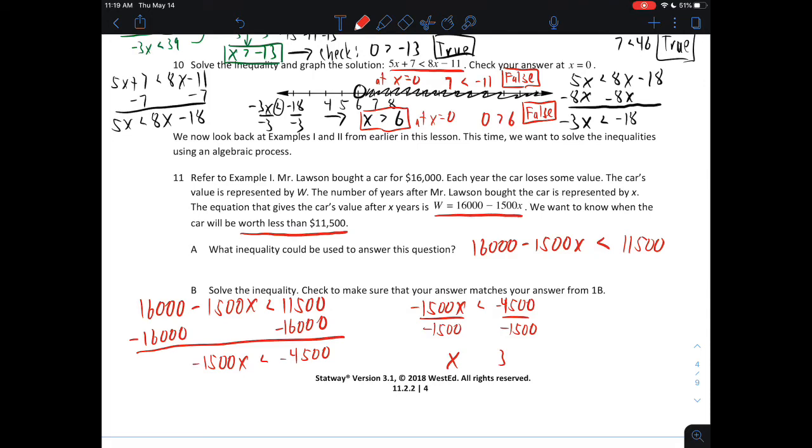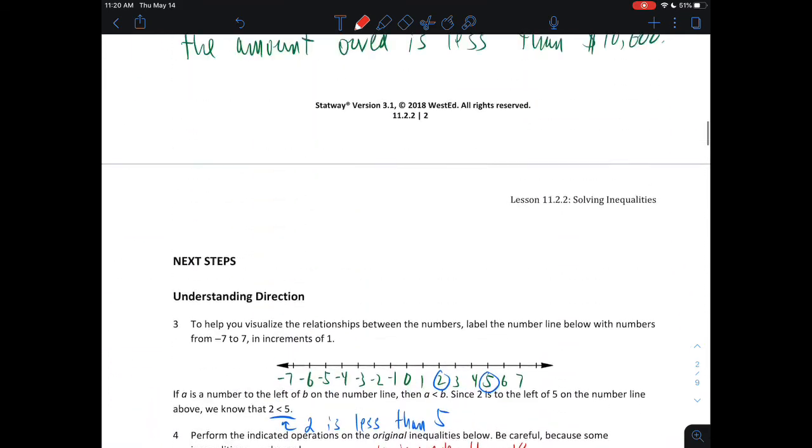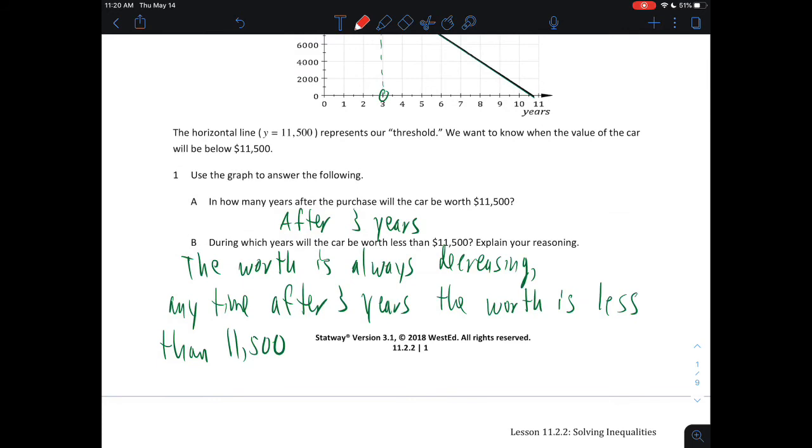And remember, if I divide by a negative, I have to switch the inequality symbol. I have to reverse it. And notice that this says X must be greater than 3. X is greater than 3, which means if X is the number of years, the number of years have to be more than 3. So when will the car be worth less than 11,500? When the number of years is more than 3. And if we go back to question 1B, that's what we said. Any time after 3 years, when the number of years is more than 3.